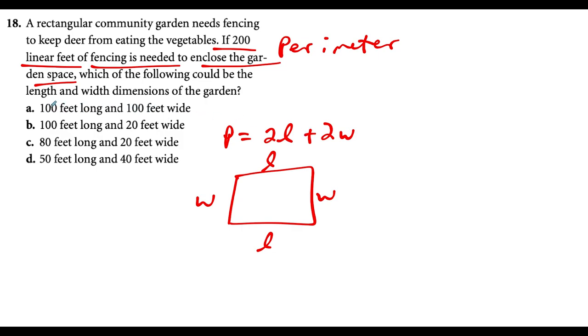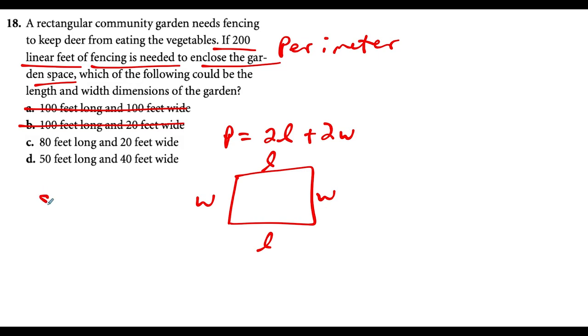This is not gonna work because right away I could see if this was 100 and this is 100, 100 plus 100 is 200, which is already gonna put us over the 200 maximum amount of fence that we have. Because this would give us 100 plus 100 plus 100 plus 100, a perimeter of 400, too much. This is also a problem: 100 plus 100 plus 20 plus 20 is more than 200. This and this are contenders.